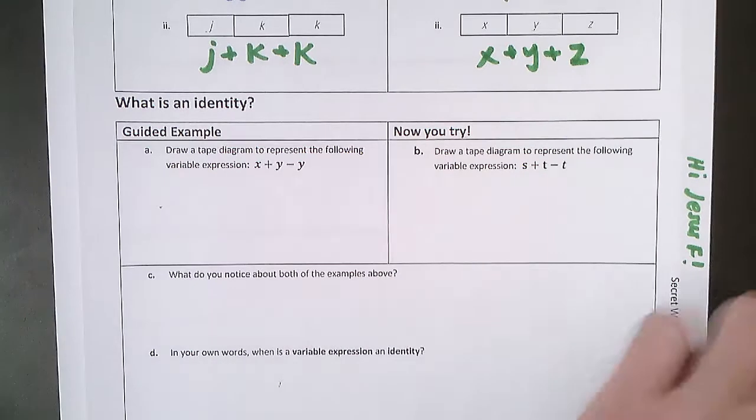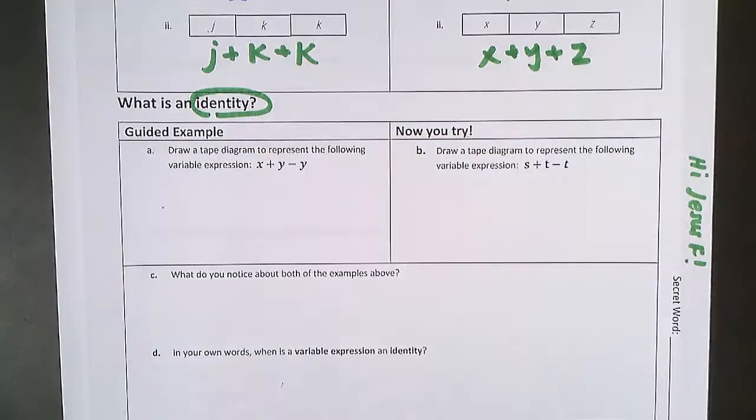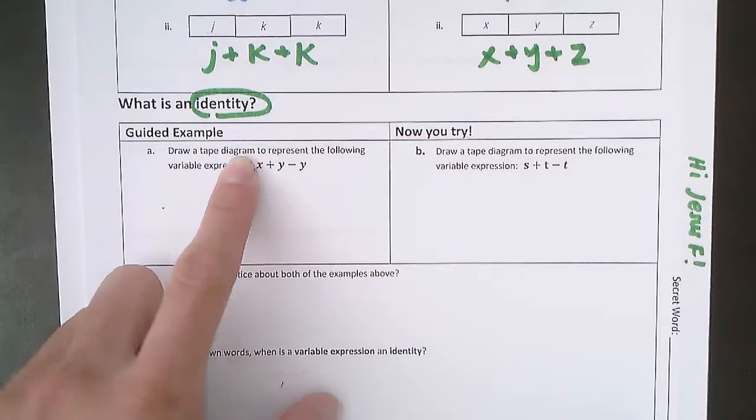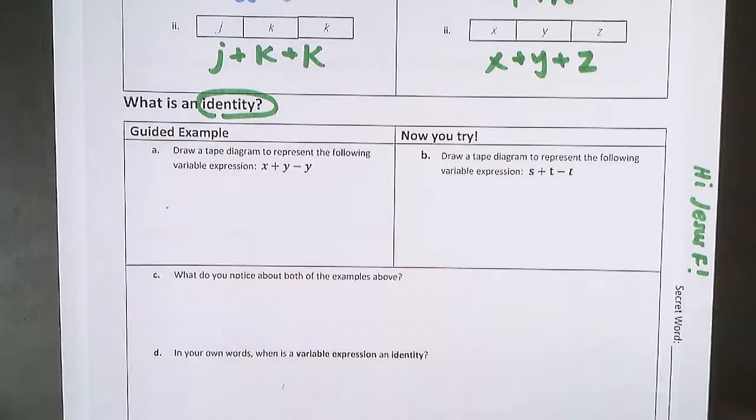What is an identity? Go ahead and circle this word. That's what we worked with yesterday. Remember, an identity is when the number that you end up with is the same as the number you started with. And we can also do that with variables. So draw a tape diagram, is what it says here, to represent the following variable expression.